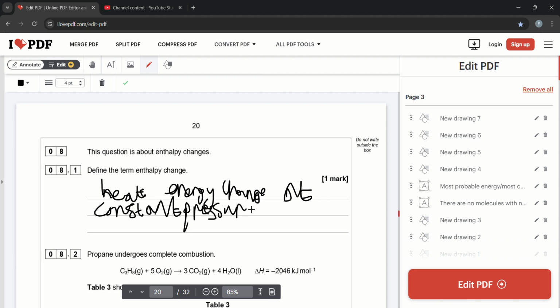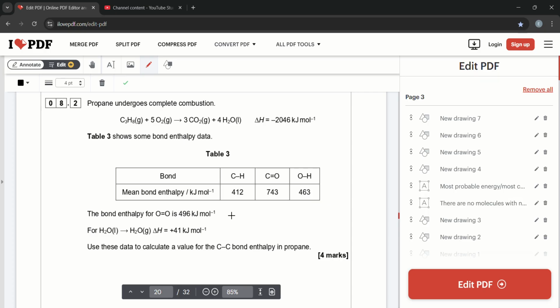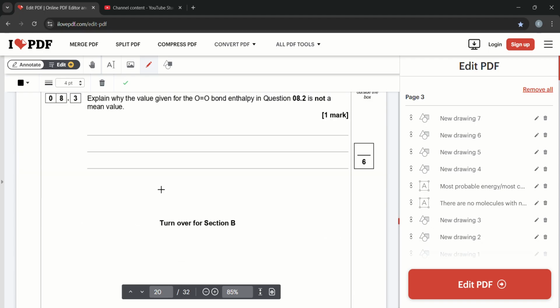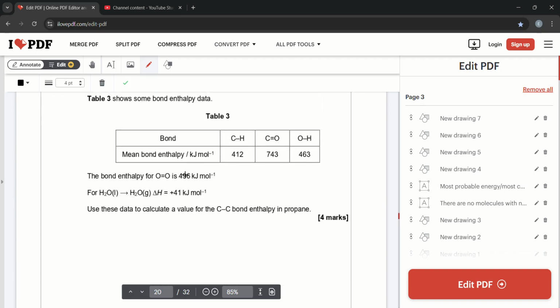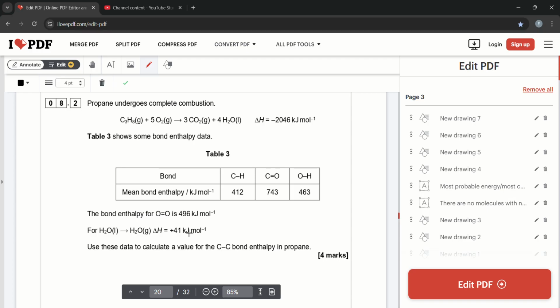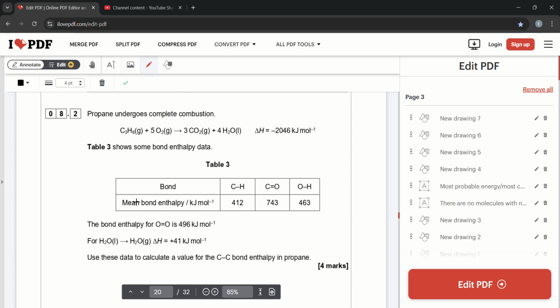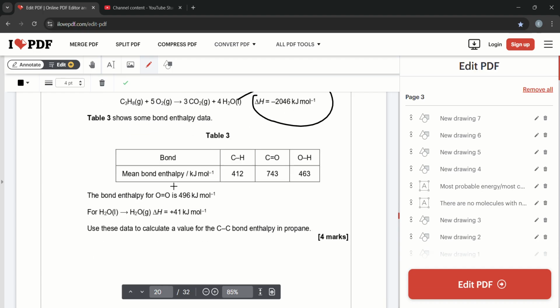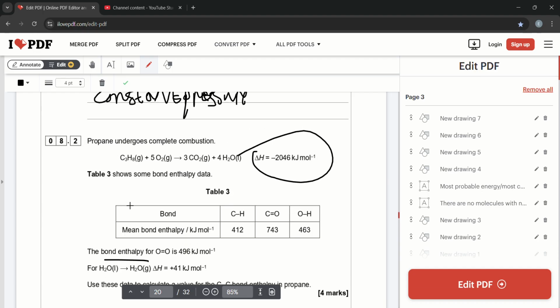Then we've got question 8.2, 4 marks, and it doesn't look easy, since question 8 is the last question of this paper. It says calculate a value, use data to calculate a value for carbon-carbon bond enthalpy in propane. We know delta H is this. Now we're working with bond enthalpies, so it's going to be energy required to break bonds minus energy released when new bonds are formed.